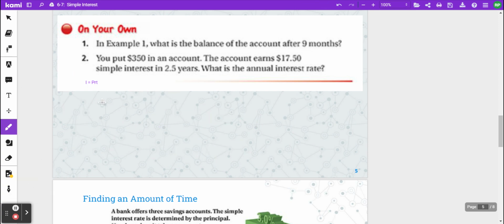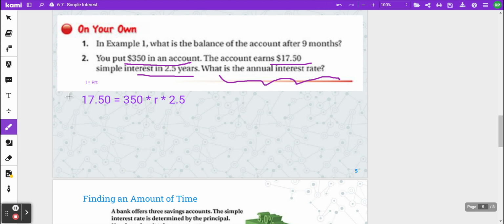For the second example, it says you put $350 in an account. The account earns $17.50 simple interest in 2.5 years. What is the annual interest rate? In the example given, $350 is the initial amount that you put in the account, so that would be the principal. The account earns $17.50 in simple interest, so that would substitute for I. The time that it takes is 2.5 years, so that would substitute for T. And what we are solving for is R, the annual interest rate.